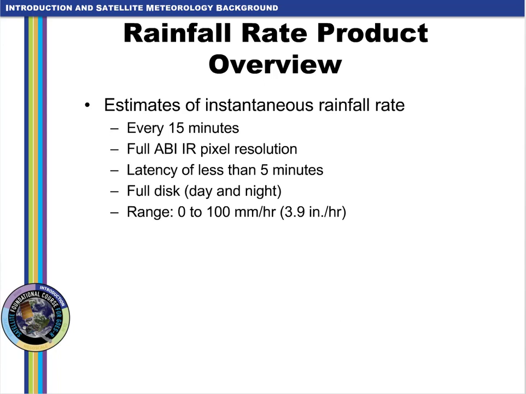Estimates of instantaneous rainfall rate are output every 15 minutes at full ABI-IR pixel resolution with a latency of less than 5 minutes and are available over the full disk day and night since IR bands are utilized. Rainfall rates up to 3.9 inches per hour can be output by the algorithm.